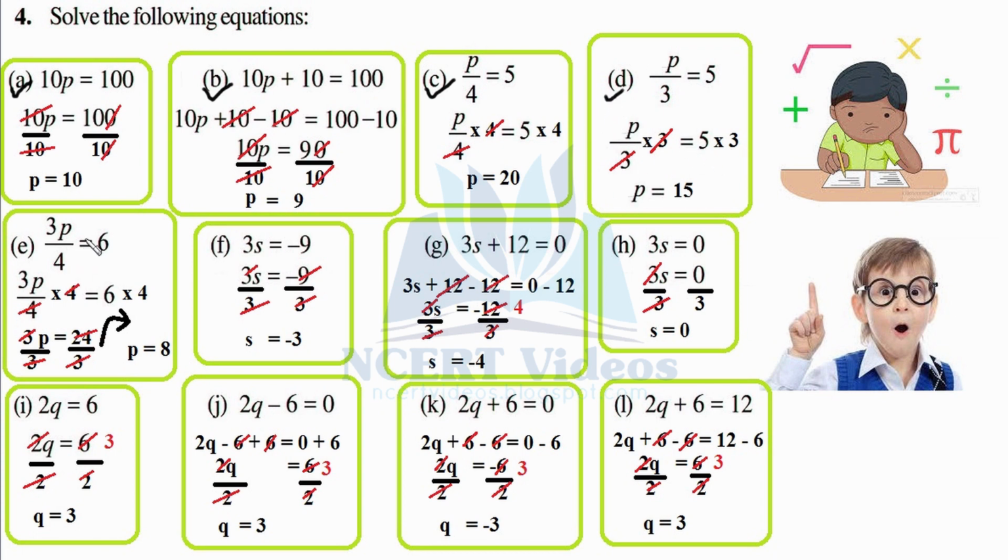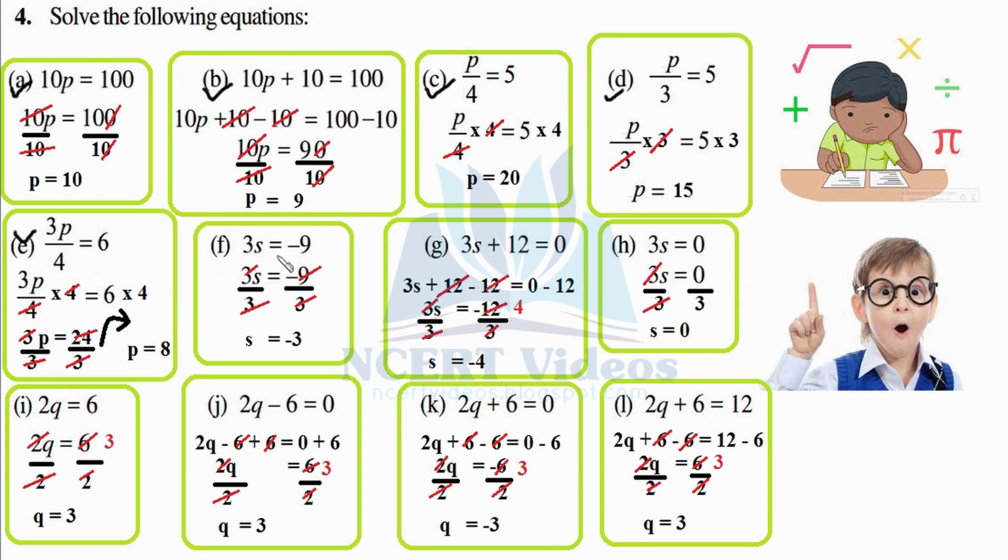3p upon 4 equals 6. Now again, we'll have to touch first of all this. We will not touch this thing. We will do it later on, which is alone, which is not directly attached to our variable. We will try to solve that first. It is in division, so we'll have to introduce multiplication on both sides. Therefore, multiply with 4, rest same. 4 cancel, 3p is separated, equals 6 4s are 24. Now it is getting multiplied, so we'll have to introduce division by 3 on both sides, 3 cancel, p is separated. 1 3 is 3, 8 3s are 24. So p equal to 8 is your required solution for this equation.